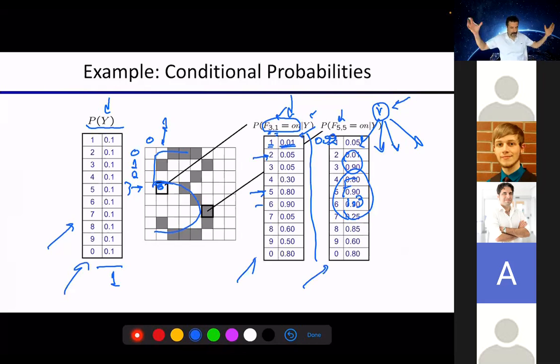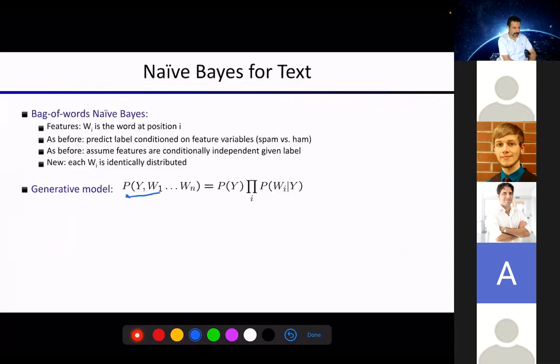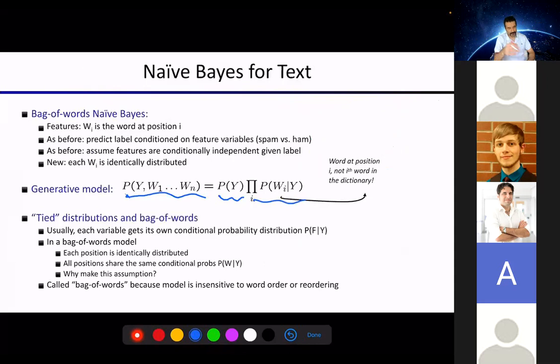These are not large tables because of this structure; we made them small. Then you can calculate this generative model. You only multiply P of Y by these conditional probabilities, right? And then you get this generative model, and then you do the same procedure as you know.